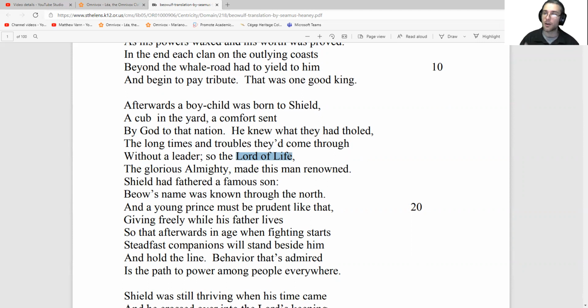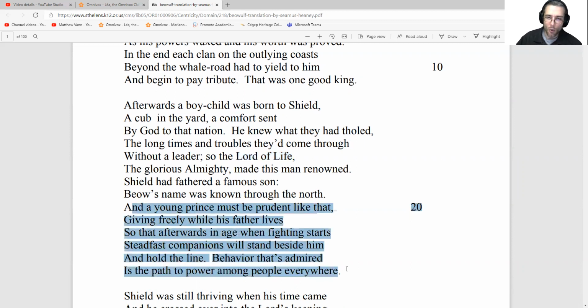These are values inherent to the culture that we see in this moment, and they're also seemingly implications of what is being said. It doesn't tell us that that's what leaders should be, but the text privileges and values those things. Shield had fathered a famous son. Beowulf's name was known throughout the north, and the young prince must be prudent like that, giving freely where his father lives, so that afterwards in age when fighting starts and steadfast companions will stand by him and hold the line. Behavior that's admired is the path to power among people everywhere.